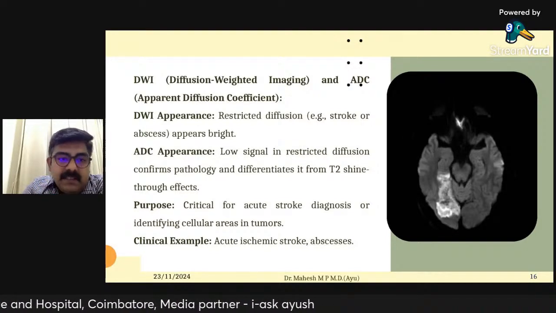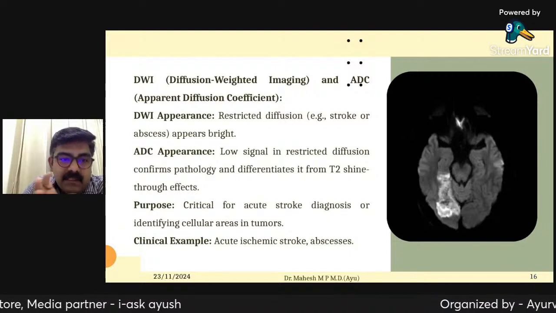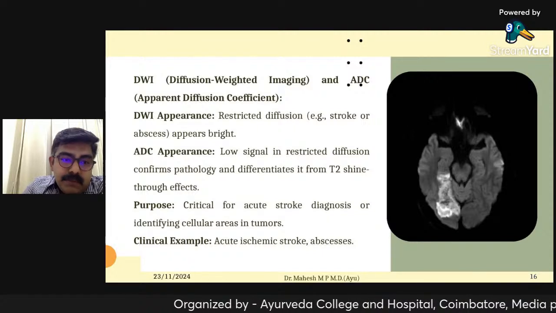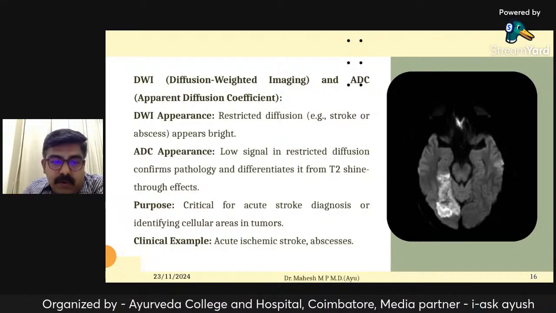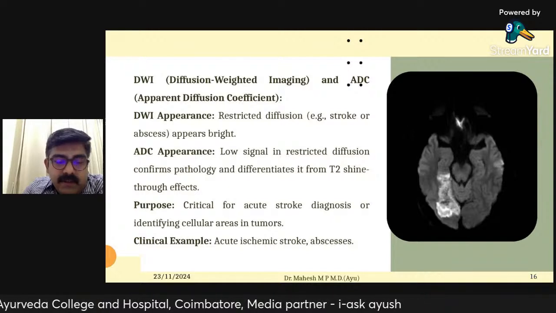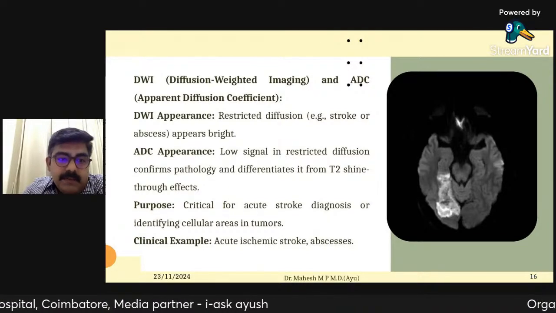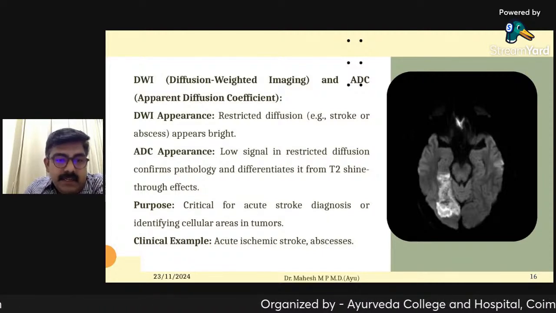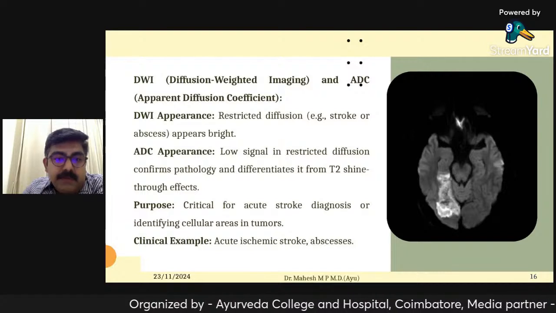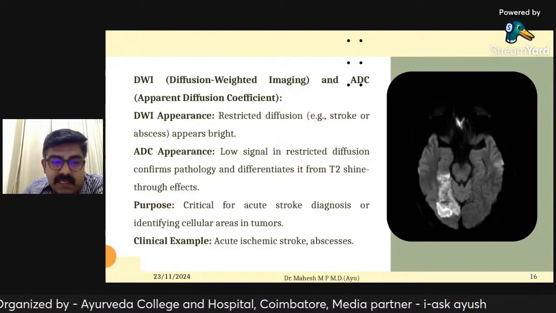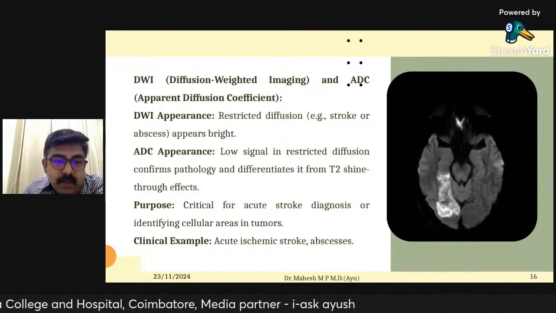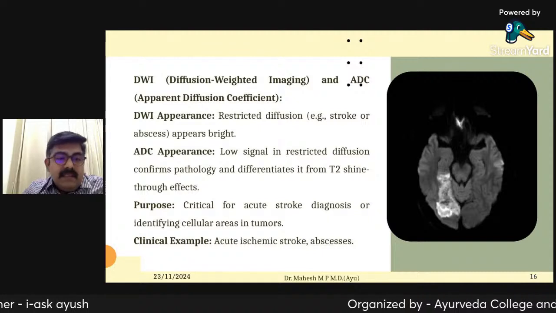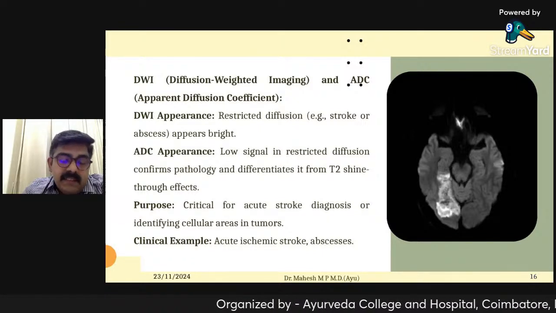In this condition, restricted diffusion has a comparatively low signal, which mainly confirms the pathology and differentiates it from T2 shine through effects. In T2 we have already said that the fluid is highlighted, but here the diffusion is restricted, and the pathology is differentiated from such conditions. So in critical acute stroke diagnosis, or cellular areas in tumor, all these conditions are helped. Acute ischemic stroke or abscess will be more clear in the ADC sequence.